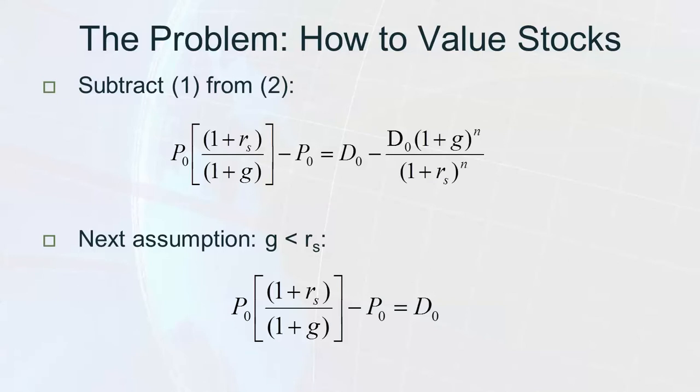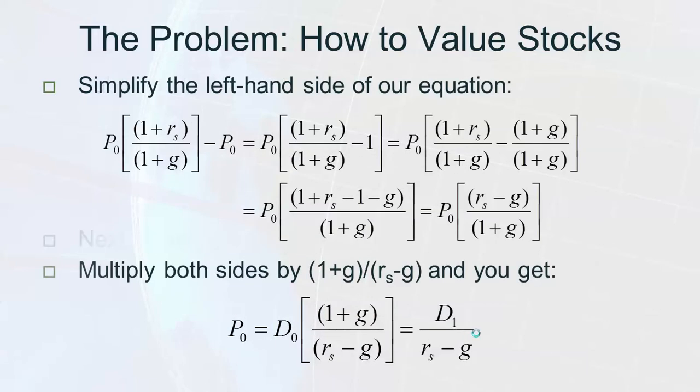I'm not gonna go over too much detail here because there's a lot of algebra work I have done. Another assumption here is that your cost of equity should be higher than the growth rate. When you solve this equation, your final output is: the price of a common stock is dividend 1 divided by R_S, which is cost of equity, minus growth. So R minus G.